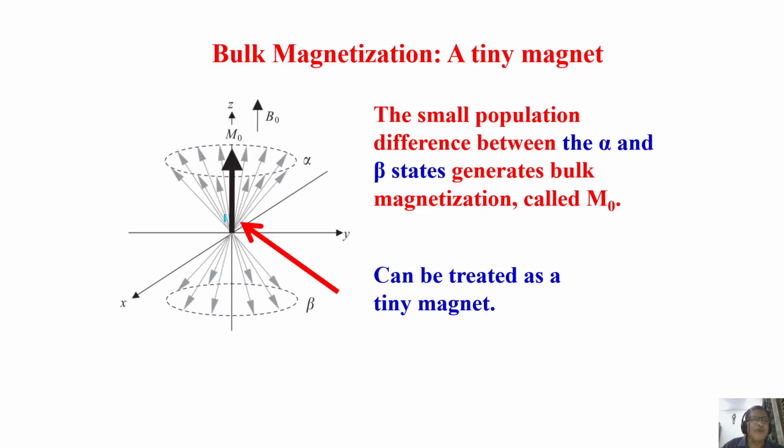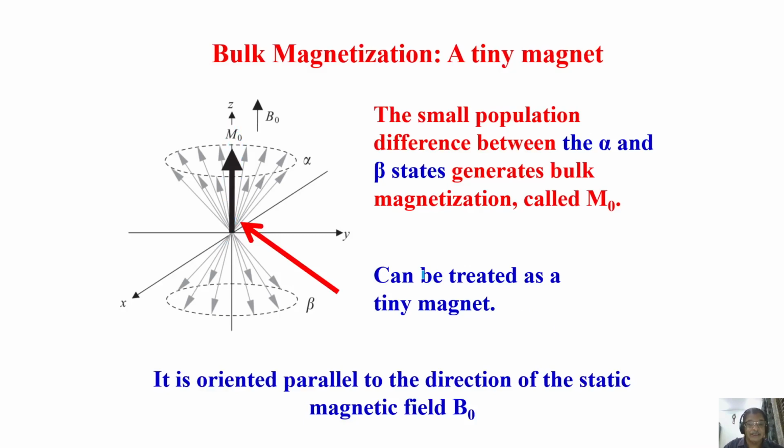We can treat bulk magnetization like a small tiny magnet. Remember, when we are dealing with the individual spin, we use the term magnetic moment. When I'm taking the vector addition of all of them, I'm talking about what is called bulk magnetization, which is a tiny magnet. Now let us understand what happens to this bulk magnetization, how it is oriented.